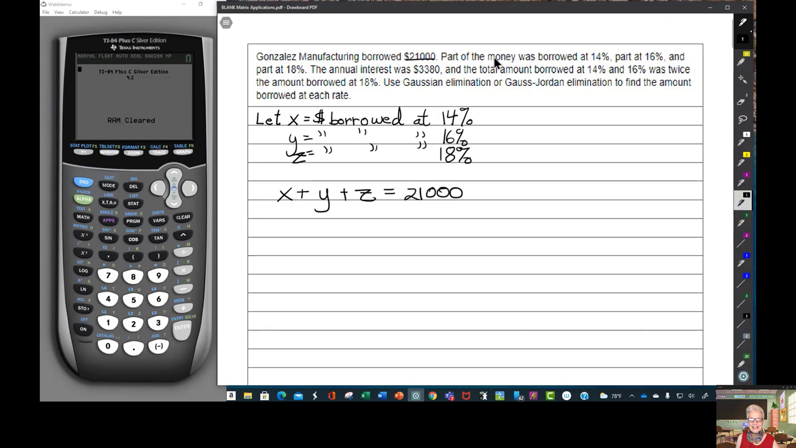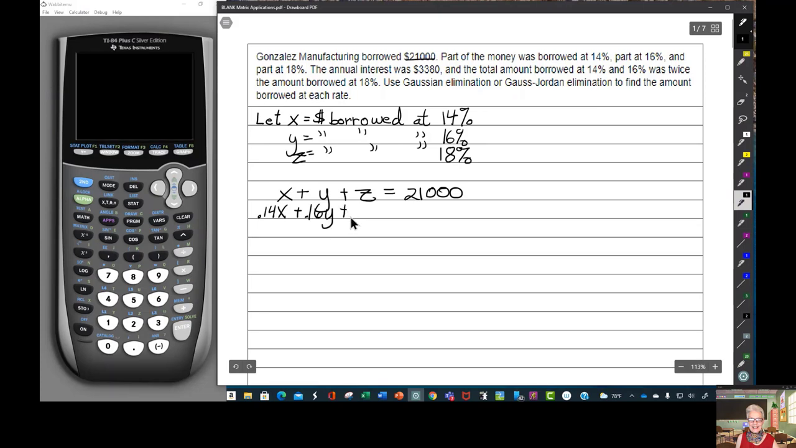Now we're also told what all of this interest together adds up to, and that's $3,380. So the amount you have to pay on the X dollars you borrowed is 0.14 times X, and the amount of money you have to pay for this chunk of money is 0.16Y, and the amount you have to pay back to the bank for borrowing the Z chunk of money is 0.18 times Z, and altogether that adds up to $3,380.